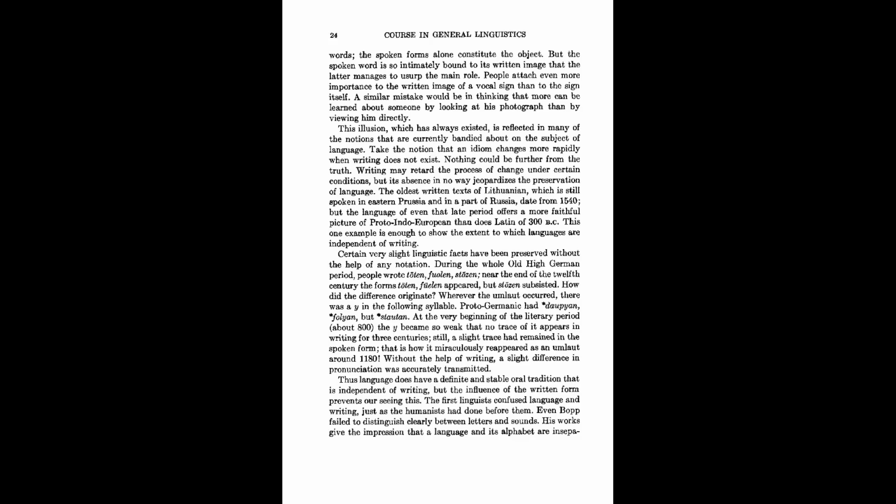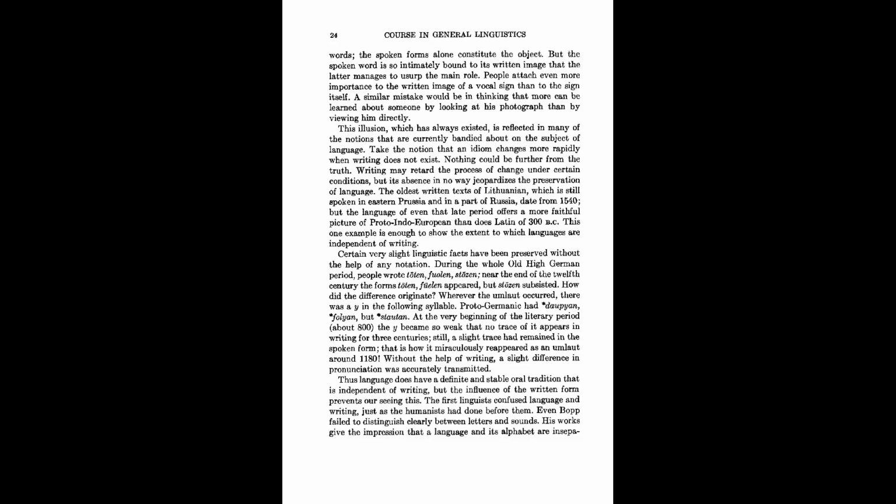At the very beginning of the literary period, about 800, the Y became so weak that no trace of it appears in writing for 3 centuries. Still, a slight trace had remained in the spoken form. That is how it miraculously reappeared as an umlaut around 1180. Without the help of writing, a slight difference in pronunciation was accurately transmitted. Thus, language does have a definite and stable oral tradition that is independent of writing, but the influence of the written form prevents our seeing this.